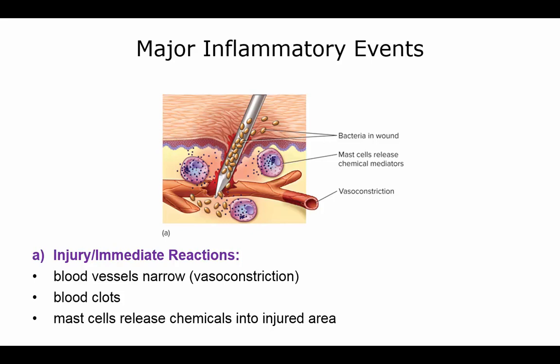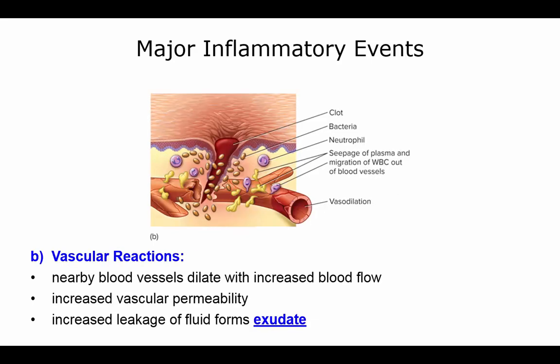Okay, when we are injured, immediately what happens is our blood vessels will vasoconstrict or narrow. We will form blood clots because of the platelets. And our mast cells that are in the area will release chemicals into that area. That's the first thing that happens. Then the nearby blood vessels will start to dilate because of increased blood flow.